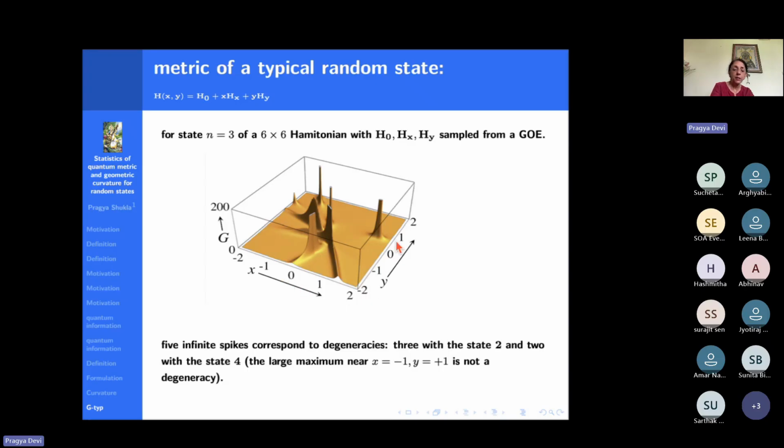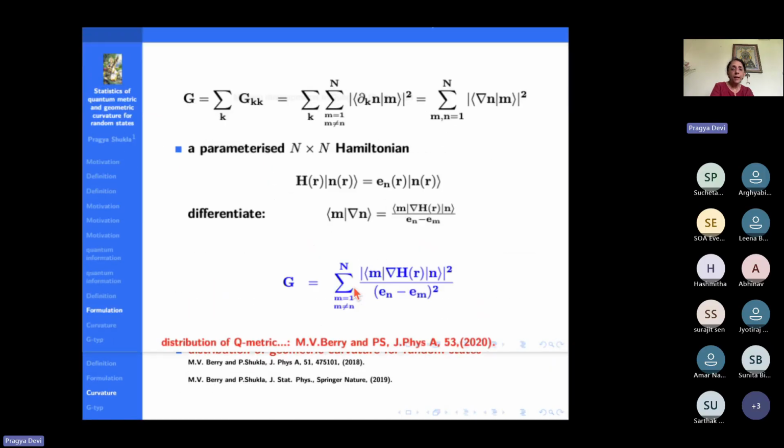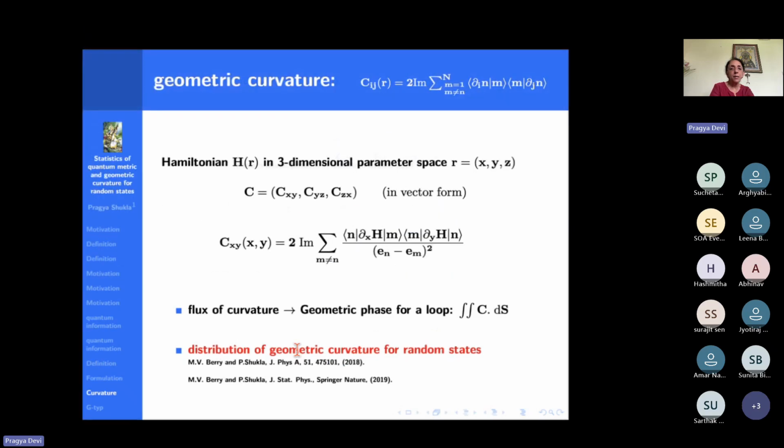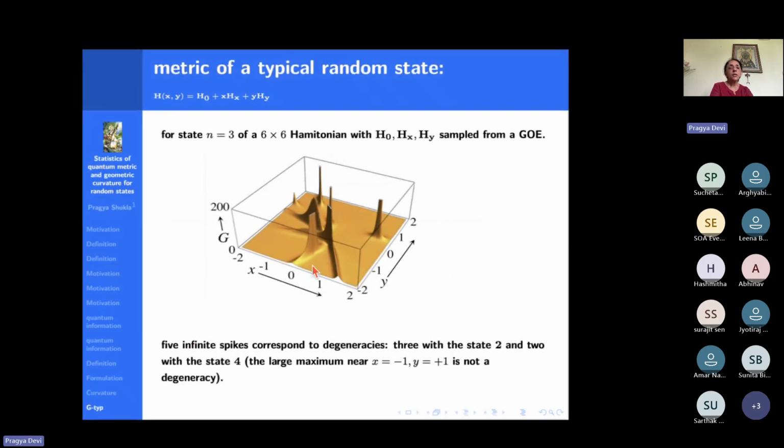Xy, remind you, is the parameter space. So what you are plotting is the quantum metric trace in the parameter space, because as I showed you, G has been summed over M. So G is the property of the nth eigenstate, but through H_R, it also depends on R, which are the parameters. So G depends on X and Y, which are the parameters in your present case. So you are asking how G changes with respect to X and Y if you choose the third eigenstate.